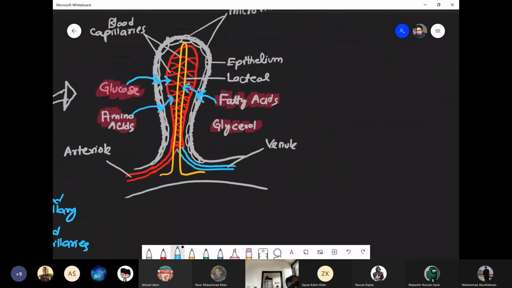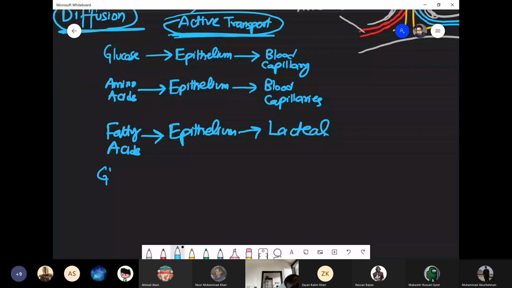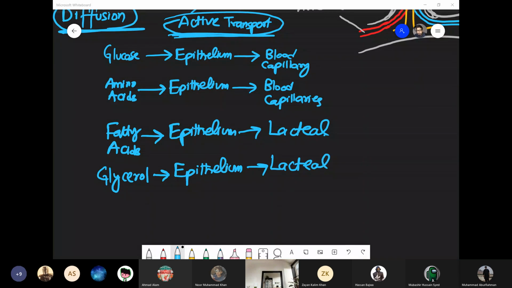Understand? And second thing, the glycerol as well. First, it will be absorbed into the epithelium, and from the epithelium, it will go into the lacteal, not into the blood. So, let me write over here that the glycerol first goes into the epithelium and then into the lacteal. So, boys, this informs us of one thing: fats are not absorbed into the blood. They are absorbed into the lacteals. Understood, everyone?